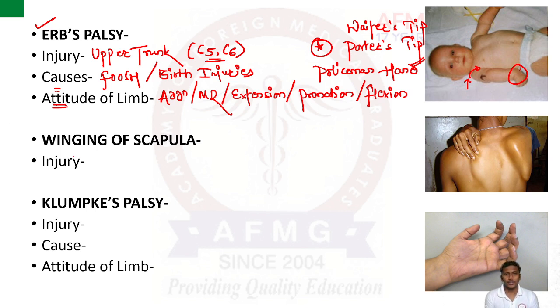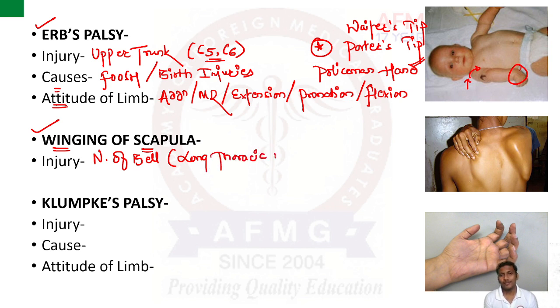Now moving further, talking about winging of scapula, another important image which has been repeated multiple times. As we discussed earlier, winging of scapula is due to injury to the nerve of Bell, which is also known as the long thoracic nerve.